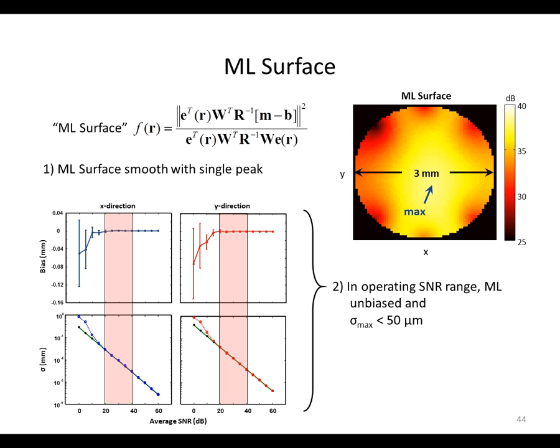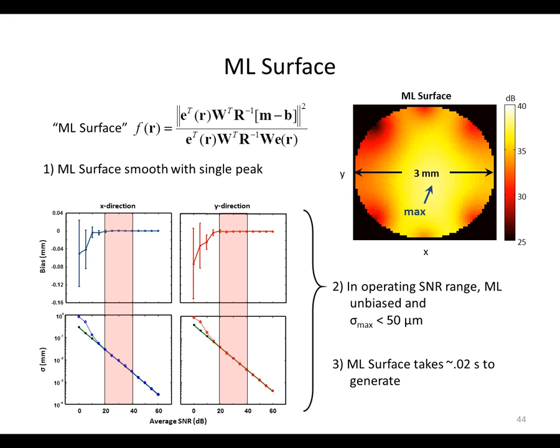I can do some theoretical simulations at various signal-to-noise ratios to determine how well I can localize the position of that peak. And what I see is that in the operating range of our instrument, the location of that peak is unbiased, and I'm able to localize it with better than 50 micron precision in theory. Now, of course, in practice, there are certain things that will degrade that performance, but in theory, it looks like we can do really well with this approach.